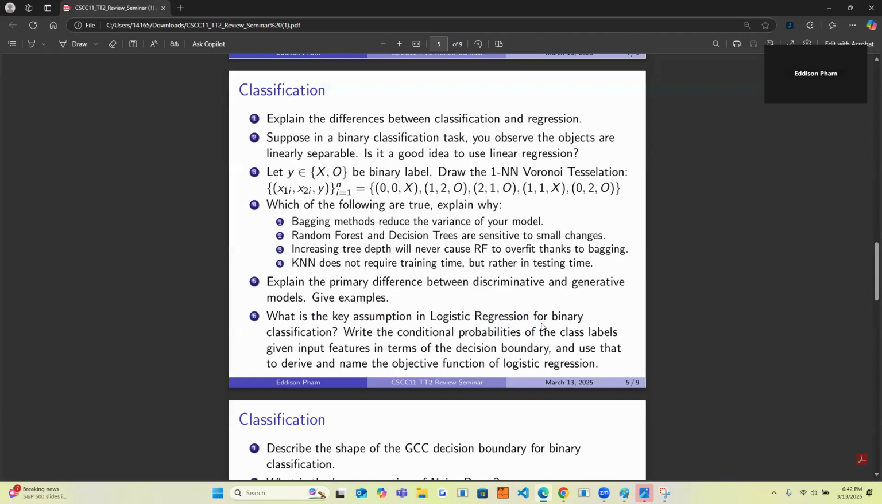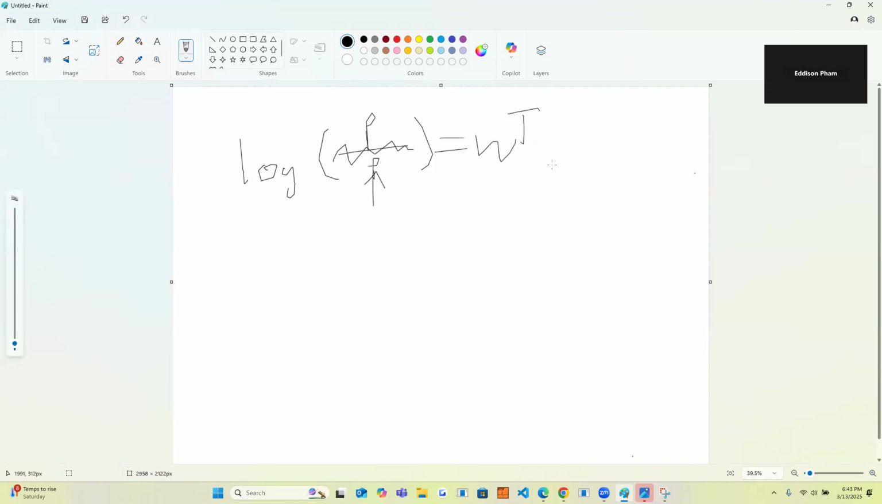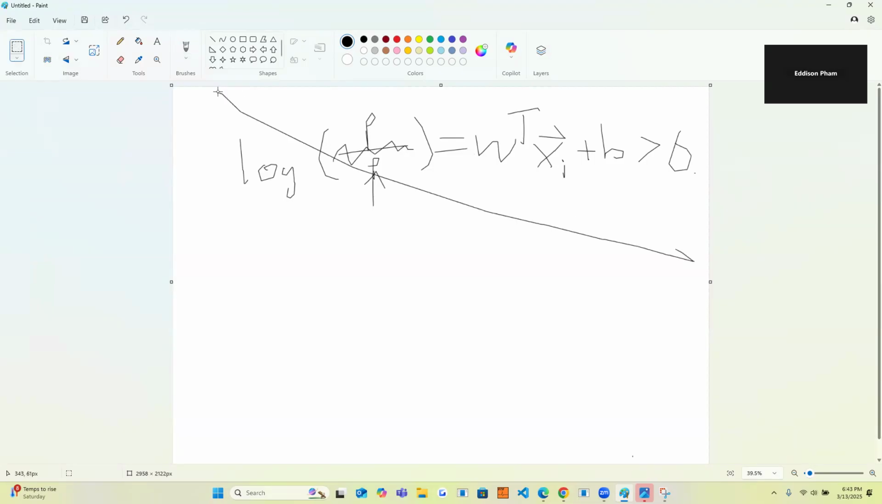Yep, the decision boundary must be linear. The reason for this is that we can do the following. We have the log of the ratio of the probabilities, and this is equal to W transpose xi, where xi is the vector of the data plus the bias term. So we have to assume this in order to have the decision boundary. Is it greater or equal to 0?